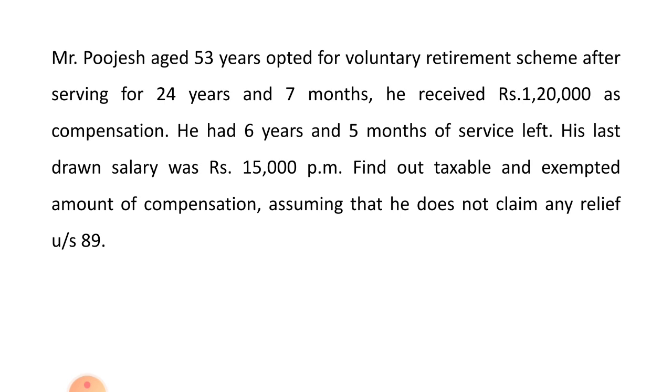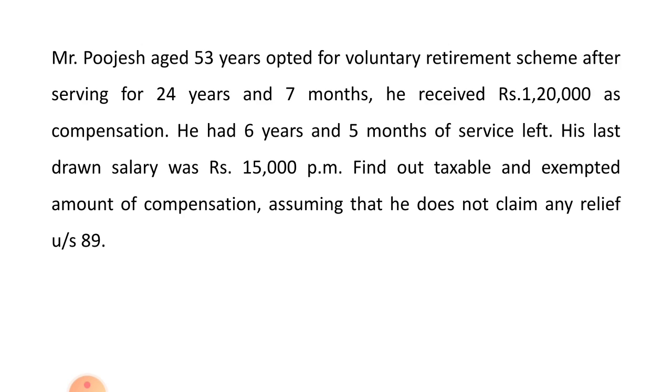Let us solve one more problem similar to this. See this problem. Mr. Pujesh, aged 53 years, opted for voluntary retirement scheme after serving for 24 years and 7 months. He received rupees 1,20,000 as compensation. He had 6 years and 5 months of service left. His last drawn salary was rupees 15,000 per month. Find out taxable and exempted amount of compensation assuming that he does not claim any relief under section 89.